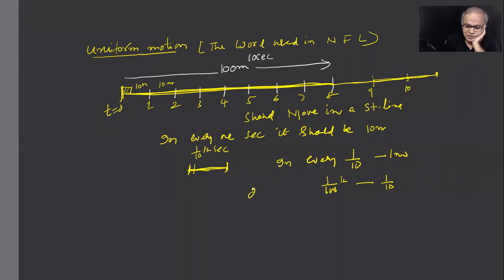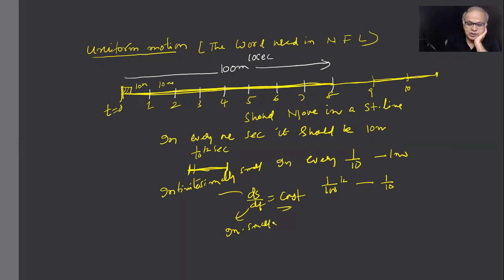That's what you mean in mathematical terms. You should say that ds by dt is constant. You know what is ds, children? Infinitesimally small displacement. This is infinitesimally small time. So in every infinitesimally small equal time interval, the ds must be the same. Then you call it a constant velocity or a uniform motion. Do you follow this? Any objections to this?